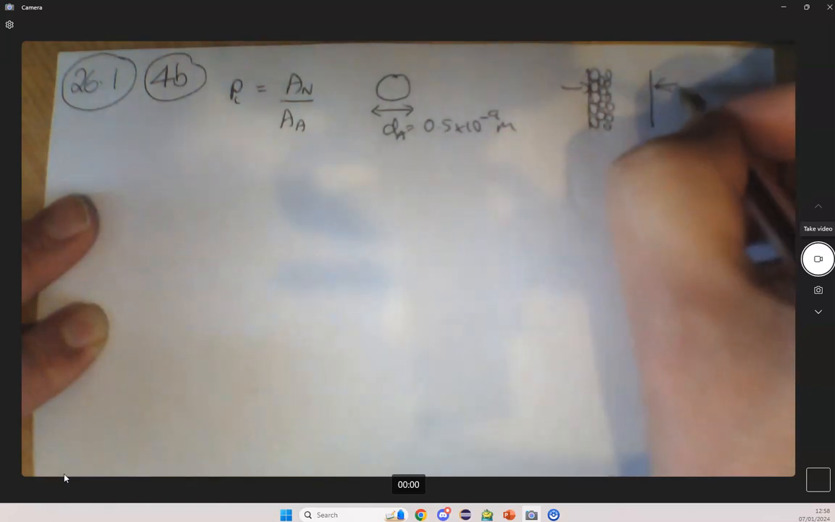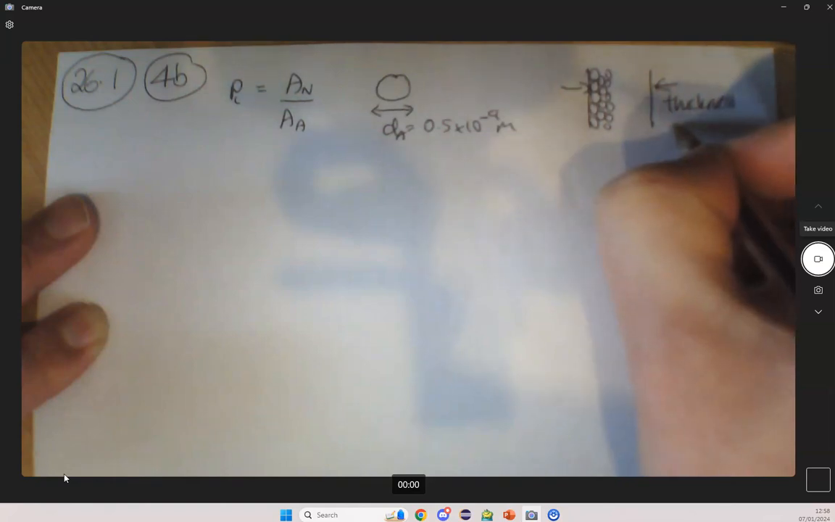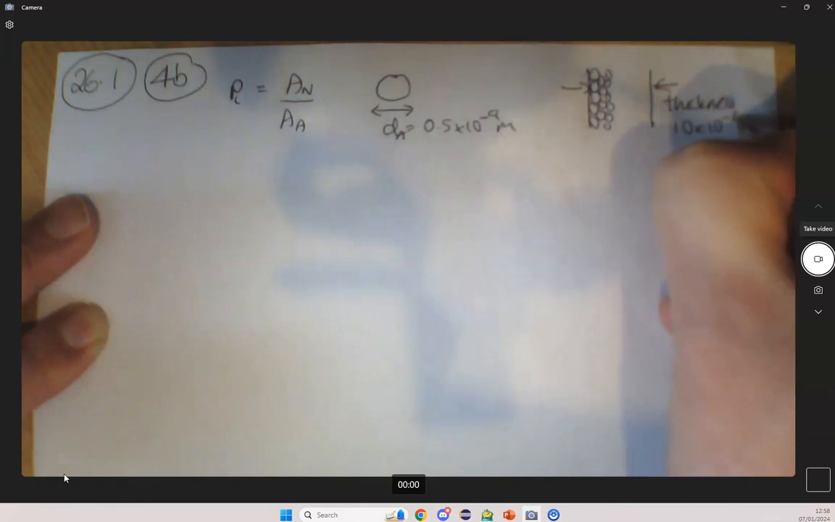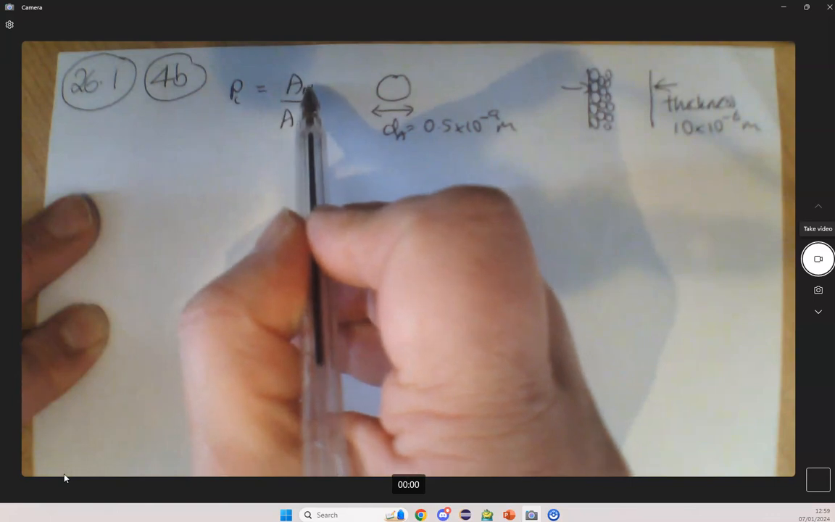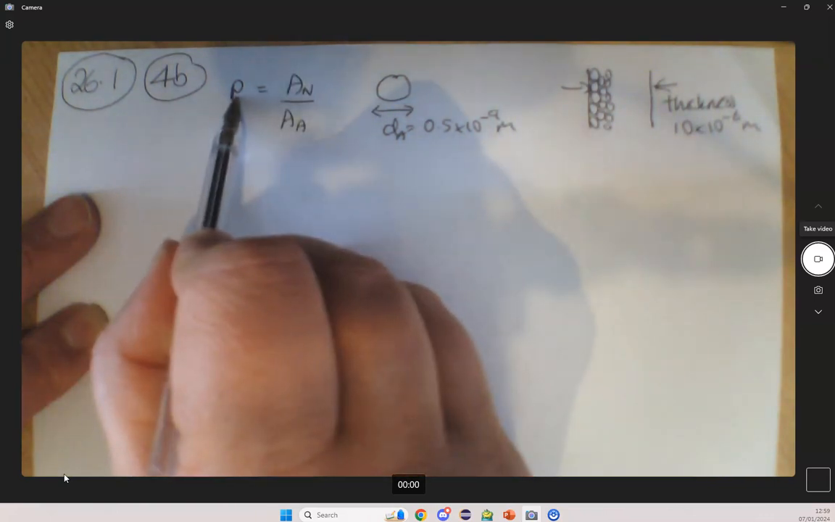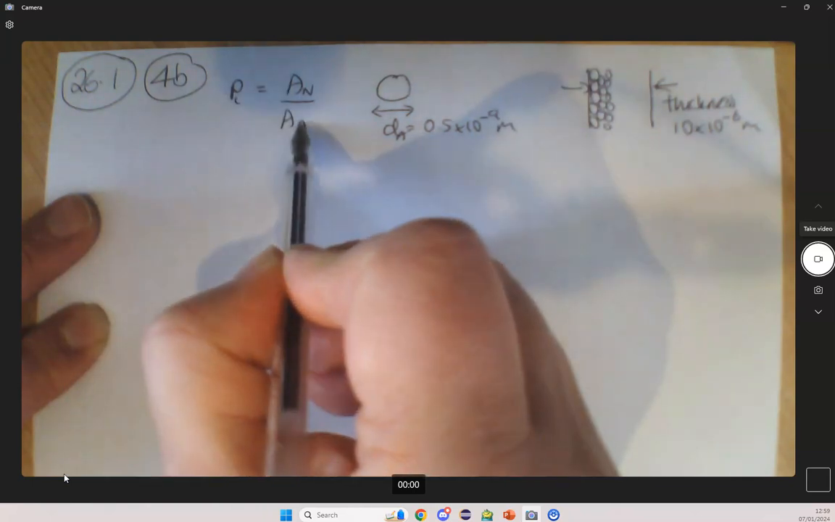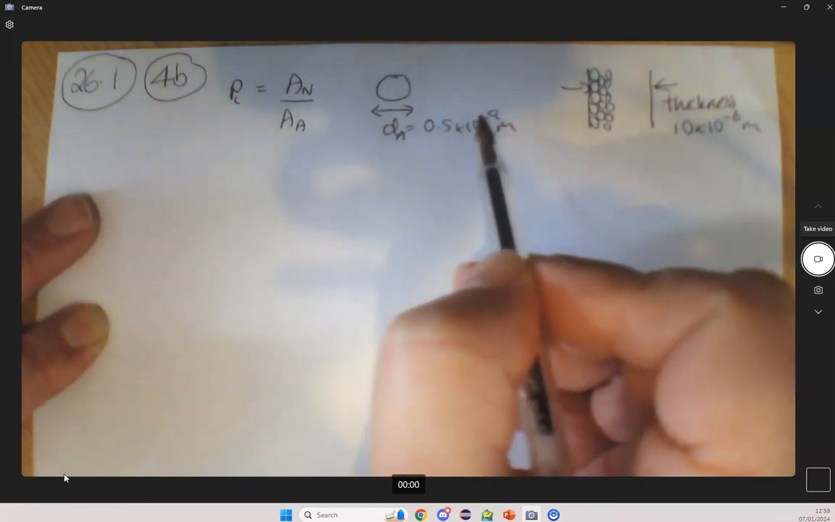And the thickness of that is 10 times 10 to the minus 6 meters. They want us to estimate the diameter of the nucleus. Now, the diameter of the nucleus is going to be in here. We talked about P_L in part 4a, so we've got an equation for that, and the area of the atom we can work out because it's just going to be pi r squared.